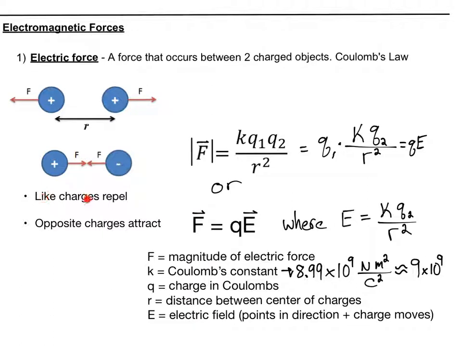So keep in mind, like charges repel, opposite charges attract. F here is the magnitude of the electric force. Coulomb's constant is 8.99 times 10 to the 9th Newton meter squared per Coulomb squared. Coulomb is how you measure the magnitude of a charge. A lot of times we'll just use 9 times 10 to the 9th. That's acceptable. It's like using 10 instead of 9.8. R is the distance between the centers of the charges, and in this equation, E is the electric field, which points in the direction that a positive charge would move.